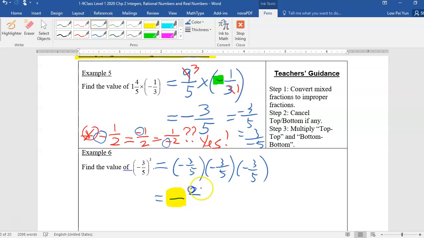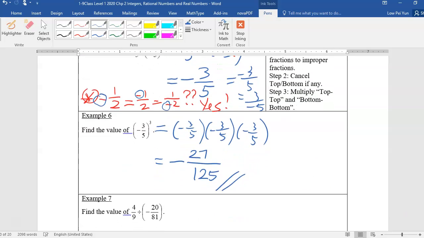3 cubed. Good. 5 cube. Yeah, 1, 2, 5, your friends are right. So, this will be my answer. Understand? Can do this fast? Can. Good. Who needs me to explain again? Nobody. Okay. Sean, please call someone.